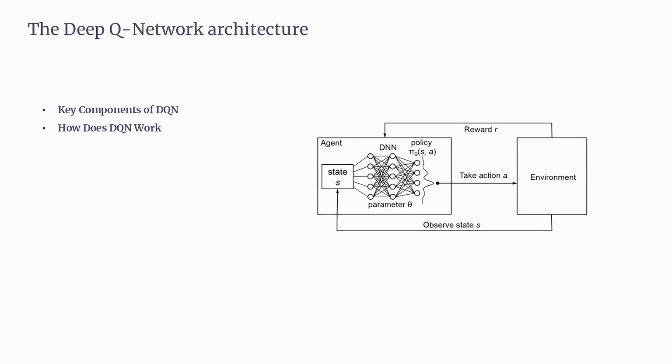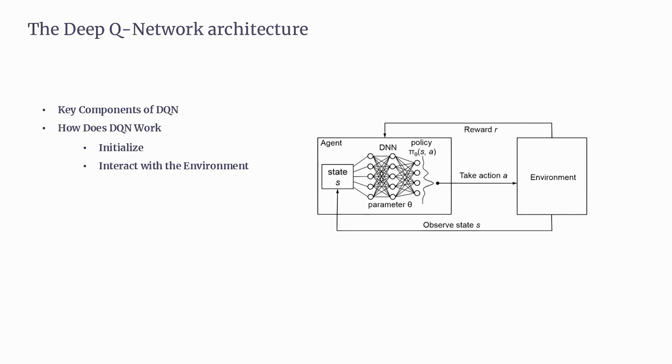Here's a step-by-step breakdown. 1. Initialize. Start with a neural network initialized with random weights. Create an empty replay buffer to store experiences. 2. Interact with the environment.